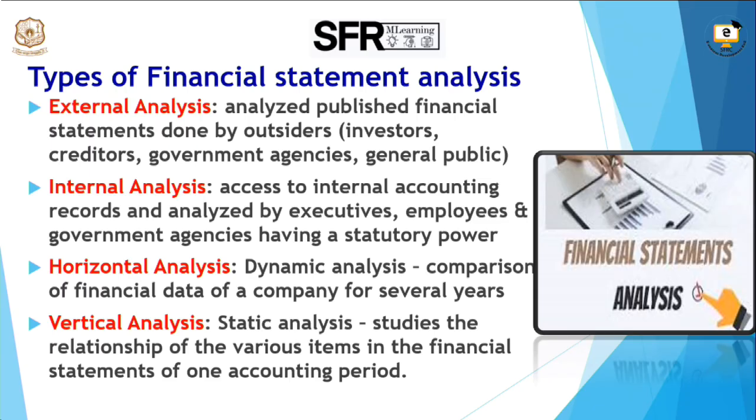So the first one is horizontal analysis. It is also called dynamic analysis. It refers to the comparison of financial data of a company for several years. So the figures of this type of analysis are presented horizontally over a number of columns. A base year is chosen as the beginning point, that is, the first year is the base year. Then vertical analysis refers to the study of the relationship of the various items in the financial statements in one accounting period. Examples of horizontal analysis are comparative income statement, comparative balance sheet and trend percentages. Vertical analysis examples are common size income statement and common size balance sheet.